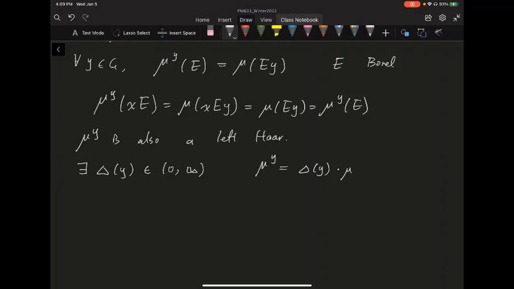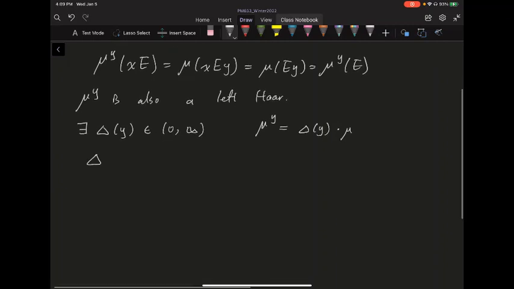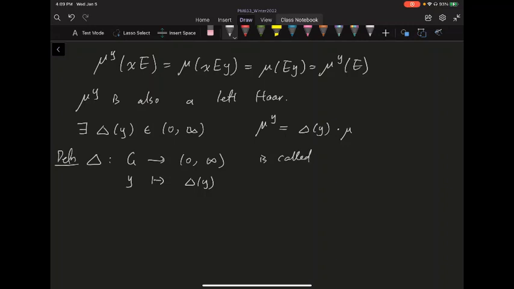So this allows us to define, if we treat y as an element inside G, a function from G to 0 to infinity. So y maps to delta y, and we get a function. Let's give it a name: this is called the modular function.